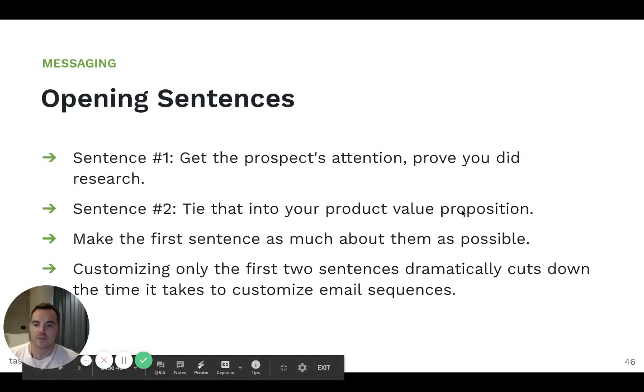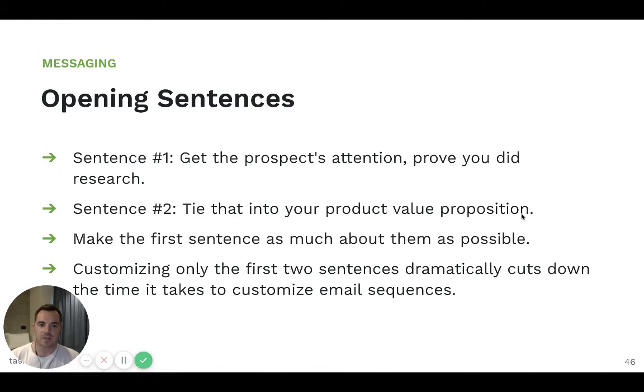Moving on to the opening sentences. For me, the point of the first sentence is to get the prospect's attention and prove you did your research and your personalization. Then your second sentence ties that into your product value proposition. So you want to make the first sentence as much about them as possible, and you want to customize only the first two sentences because that reduces the amount of time it takes to customize the entire email sequence.